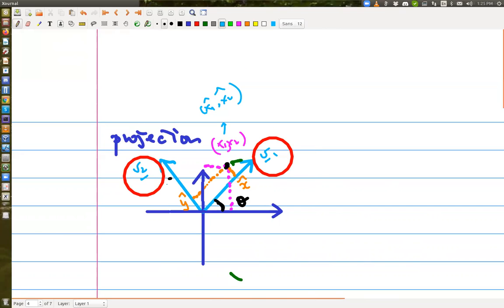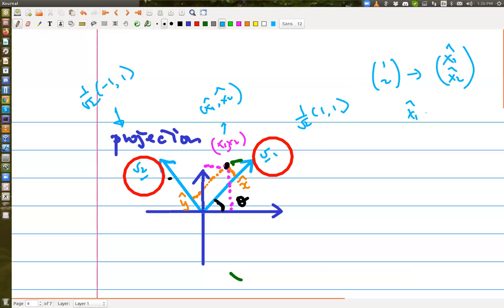Now I told you that my new axis v1 is 1 over square root of 2 times (1, 1), and this v2 is 1 over square root of 2 times (-1, 1). So you see it's exactly rotated by 45 degrees. And I started with a point, say it's (1, 2). Now I should change to x1 hat and x2 hat, right? So what is x1 hat?